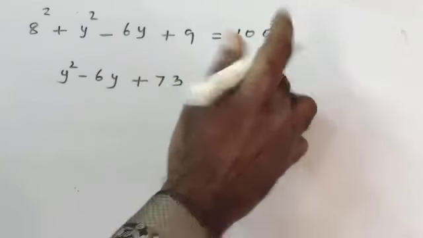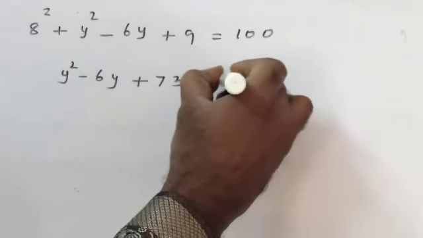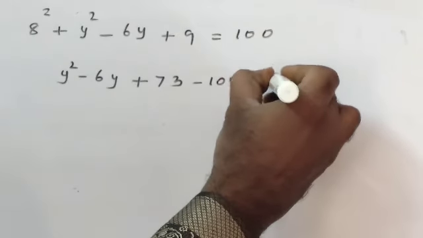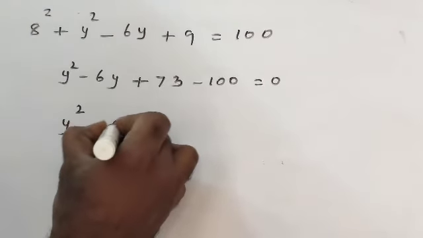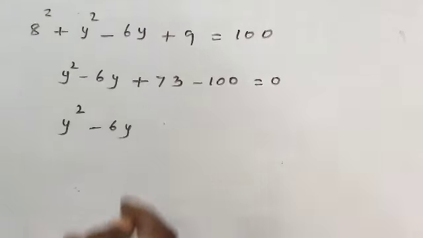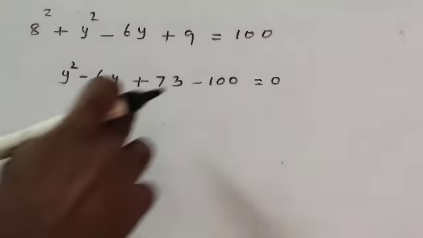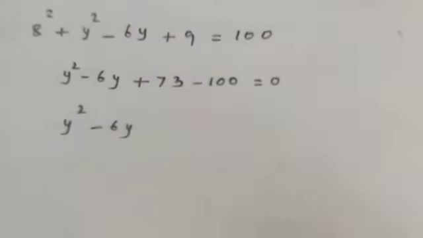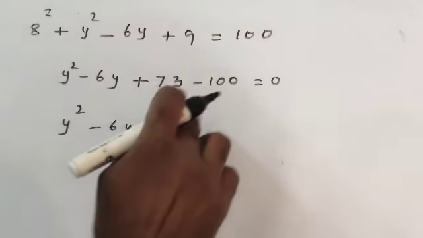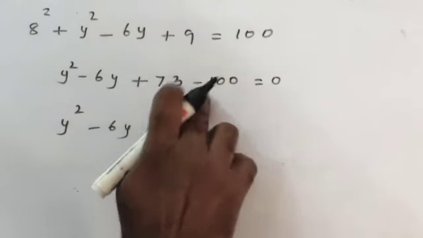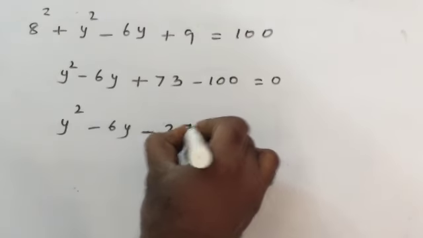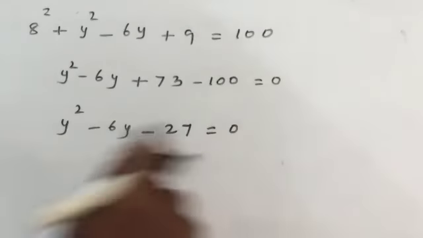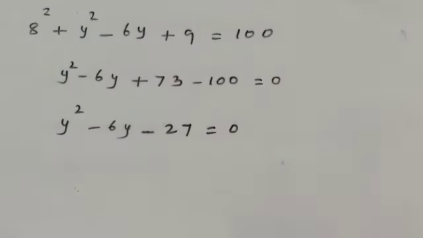Now bring 100 into the left side, minus 100 equal to 0. Now y square minus 6y, subtracting 73 from 100, it gives 27. The greater number has the minus symbol, so minus 27. Y square minus 6y minus 27 equal to 0.